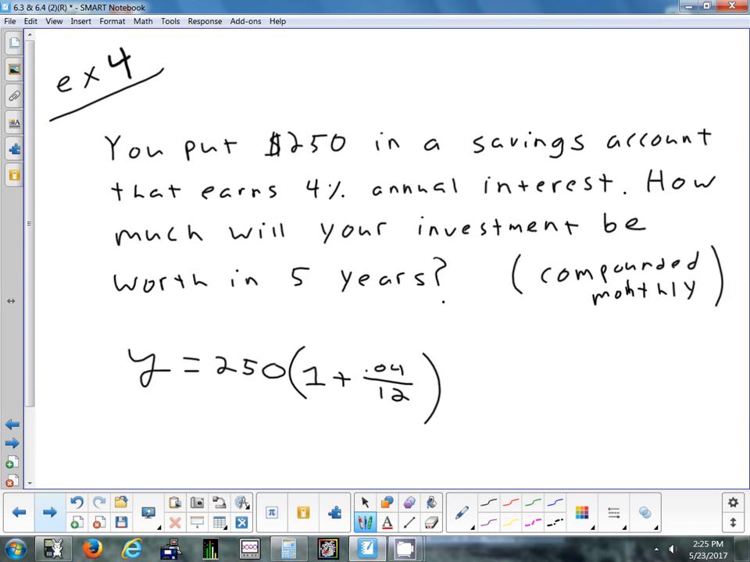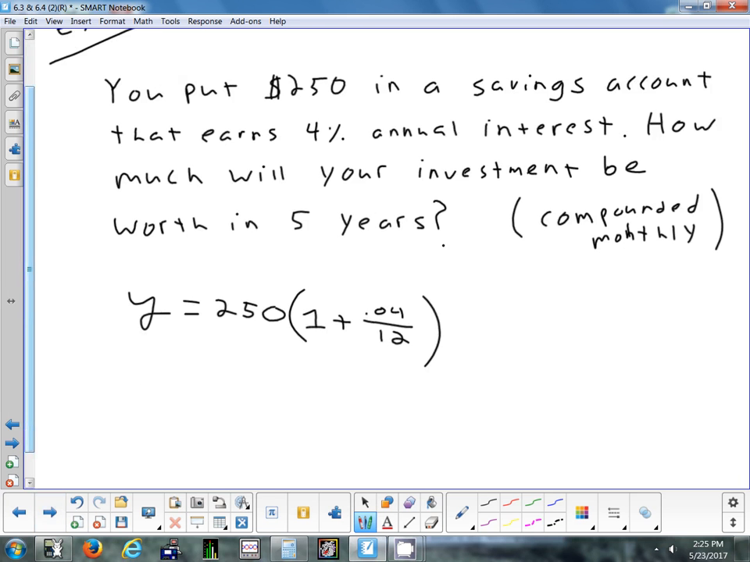You do the exponent. Okay, what's going to be the exponent? What 2 letters? N and then T. N is 12. What's the T? How long are we leaving the money in the bank for? 5 years. Okay, I'm not going to type it all in at once.